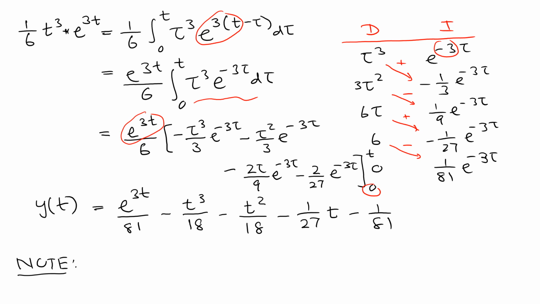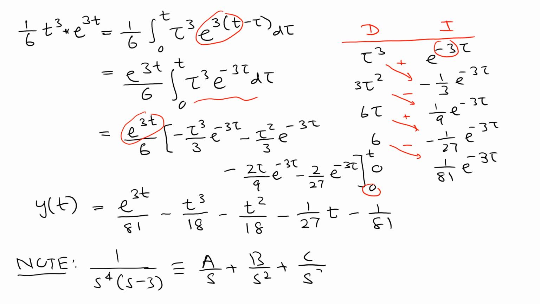What we have was 1 over s to the 4th power, and then s minus 3. So if you write the partial fractions, you're going to get A over s, because you have to write all the terms, and then B over s squared, and then C over s cubed, and then D over s to the 4th, and also one more, E over s minus 3. You can see there are 5 unknowns.